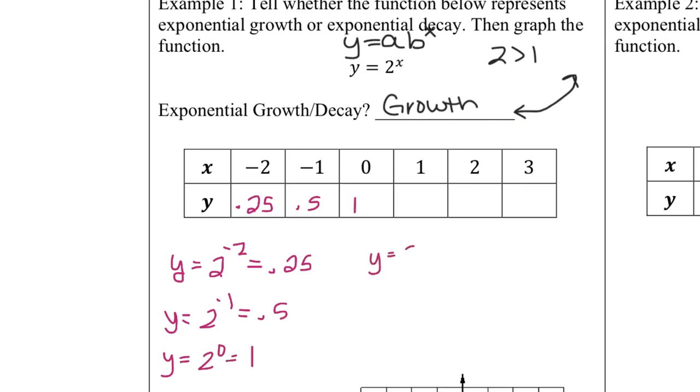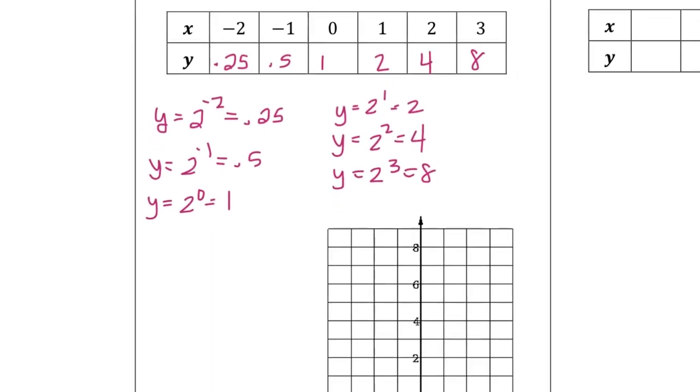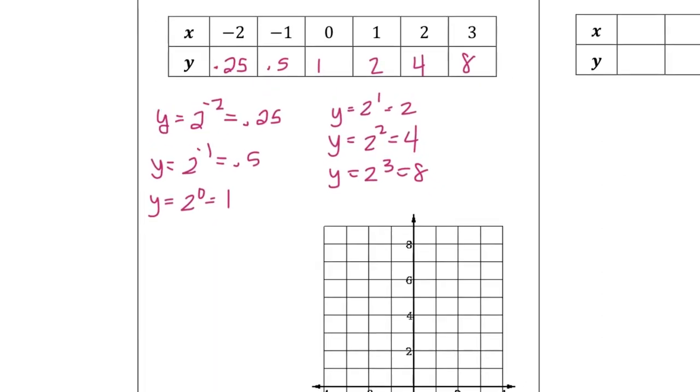Then we want 2 to the first, which is 2. 2 squared, which is 4. And then 2 to the third, which is 8. So now that we have a pretty good table of values, we're going to plot these values on our graph. Make sure you're looking at the scales that we're given.